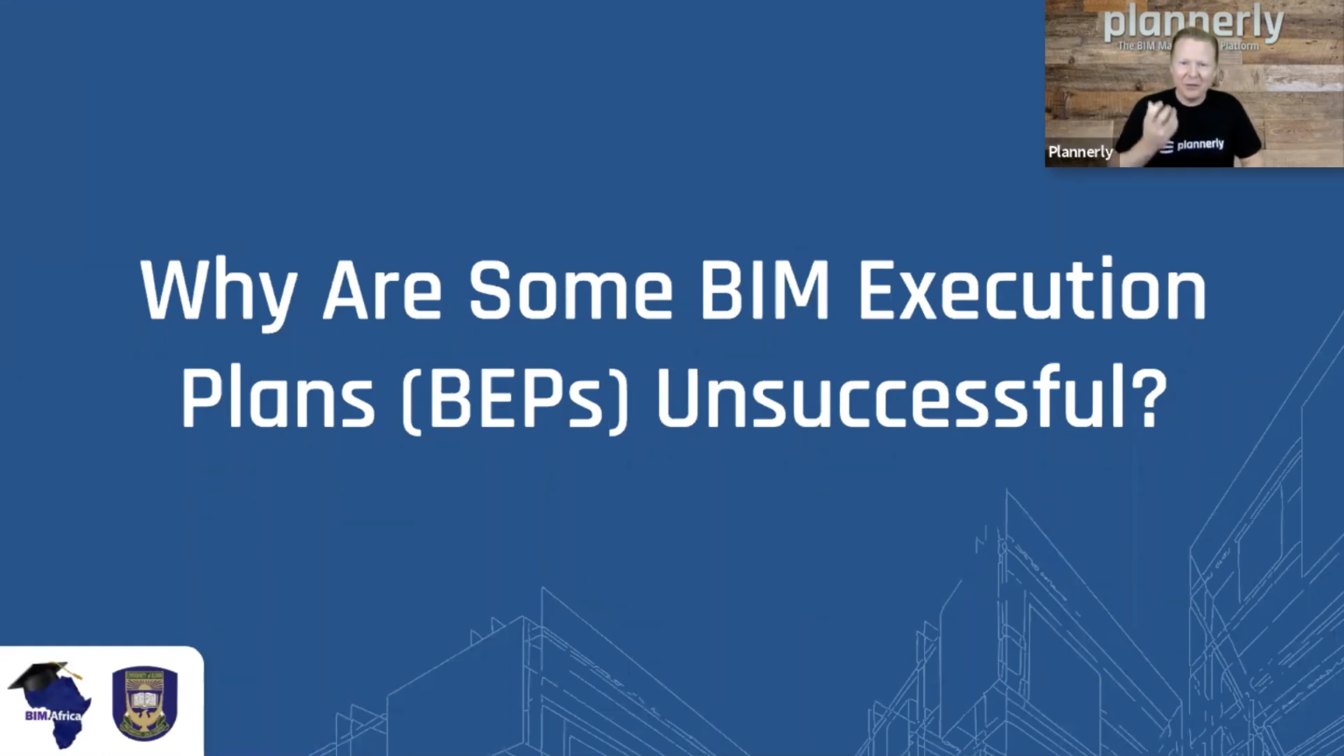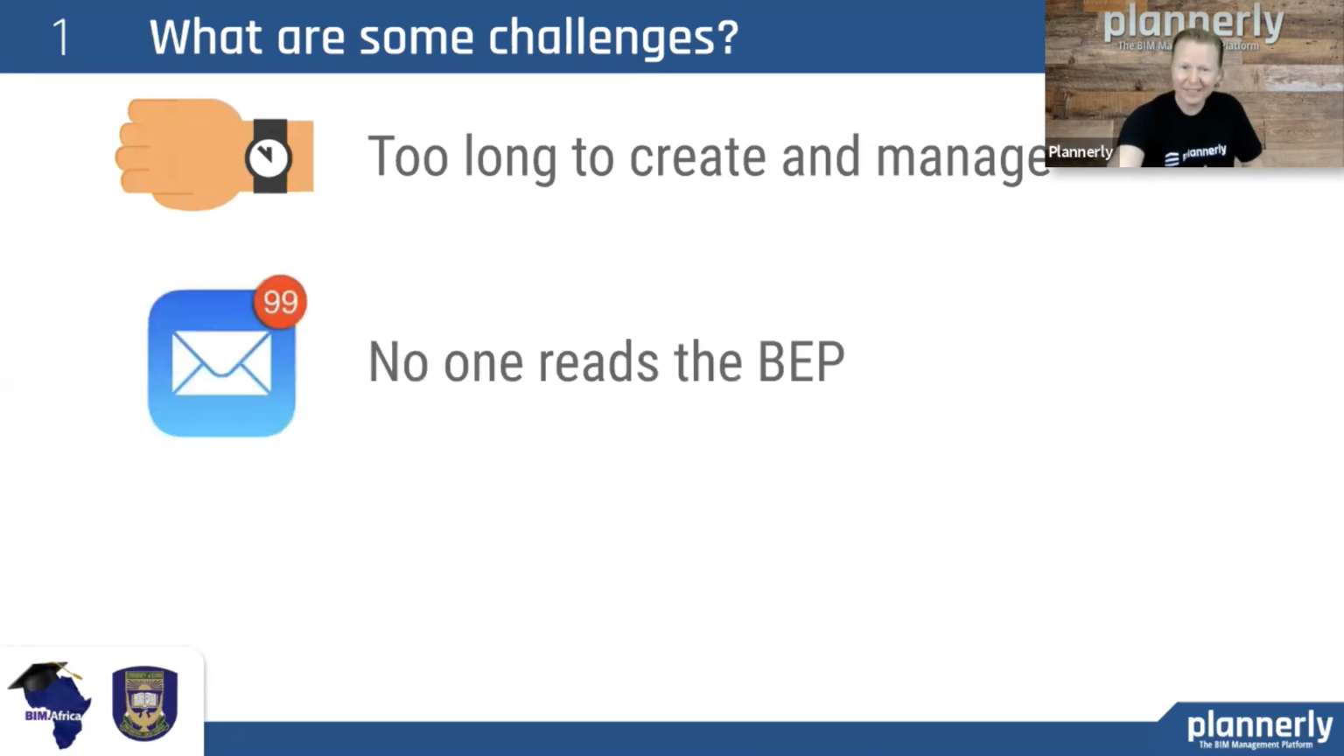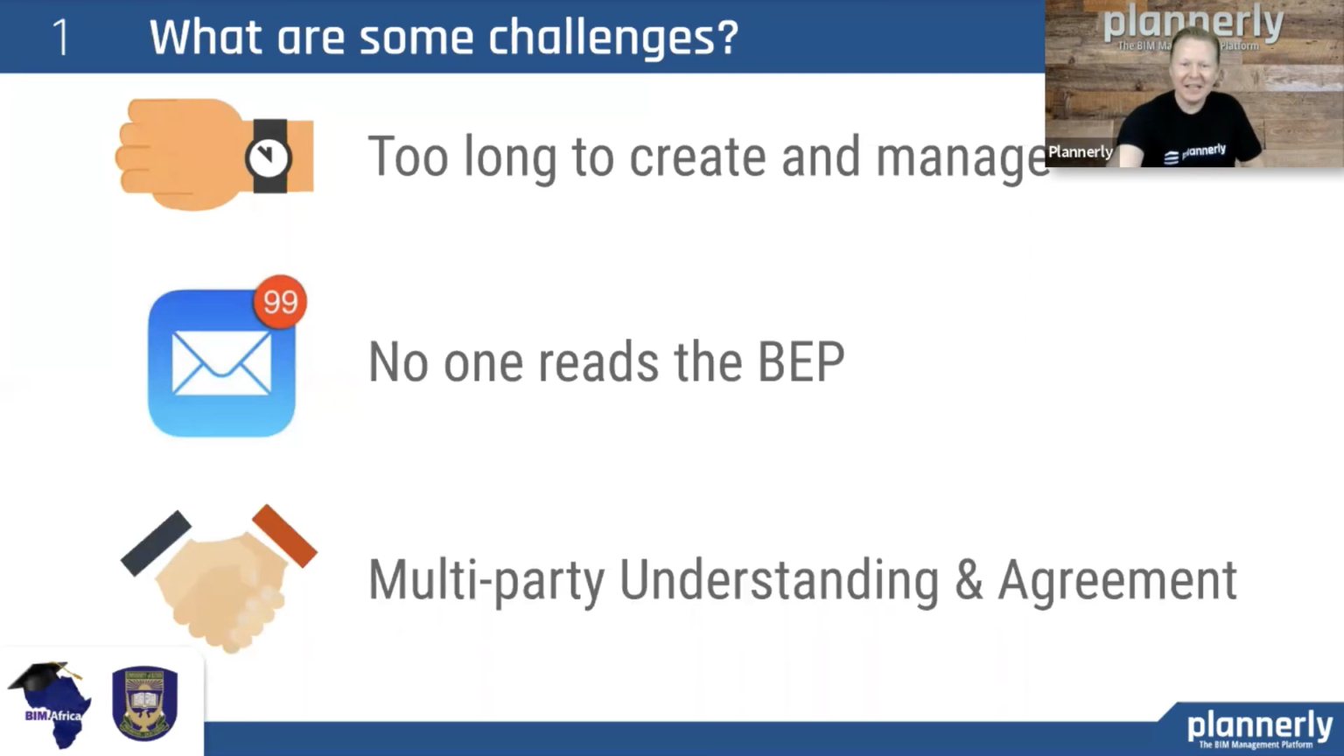But even if you create one, we see that a lot of them are unsuccessful. And why might that be? They're unsuccessful because they take a long time to create. They're unsuccessful because they end up in somebody's email and they don't get read and understood. And then also because they're agreements across different companies, this is a real challenge, sending a multi-party agreement to single parties for agreement when there should be a lot of communication around that. So these are some of the challenges.